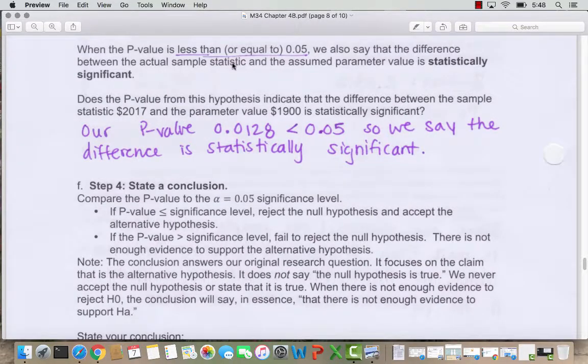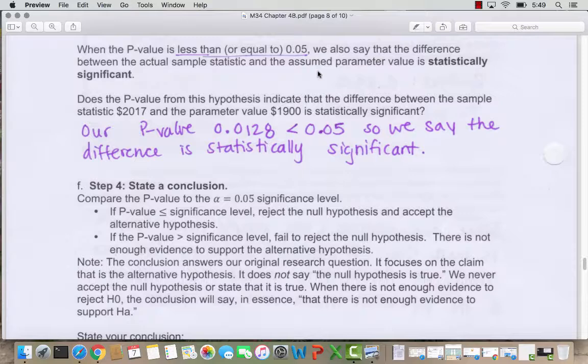So when the p-value is less than or equal to 0.05, when our results are unusual, we say that the difference between the actual sample statistic and the assumed parameter value is statistically significant, meaning there is some difference here. So does the p-value from this hypothesis test indicate that the difference between the sample statistic, $2,017 per month, and the parameter value, $1,900 per month, is statistically significant? It does. Our p-value, 0.0128, is less than 0.05, so we do say that this difference is statistically significant.